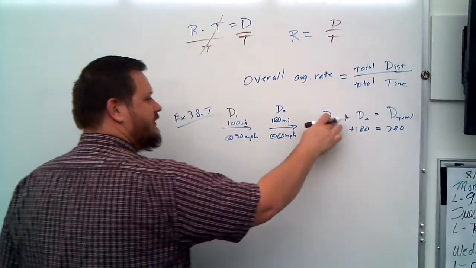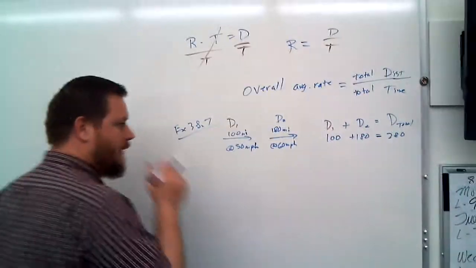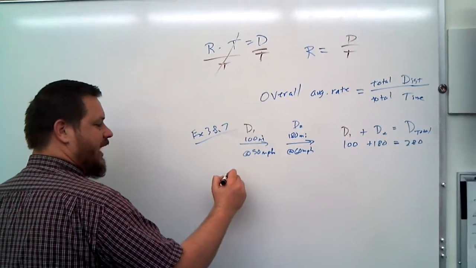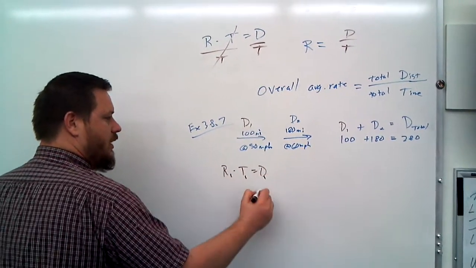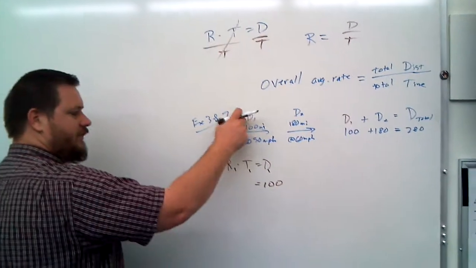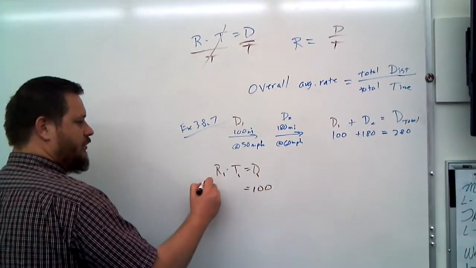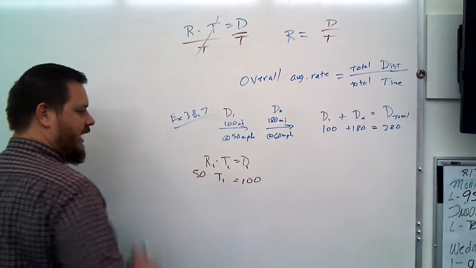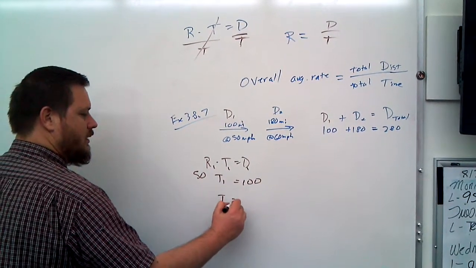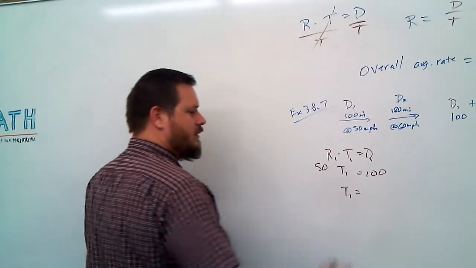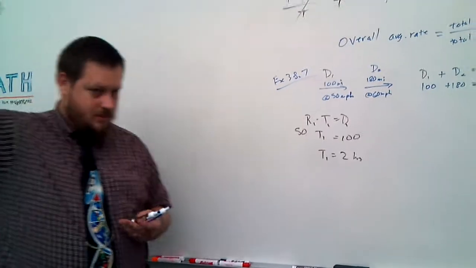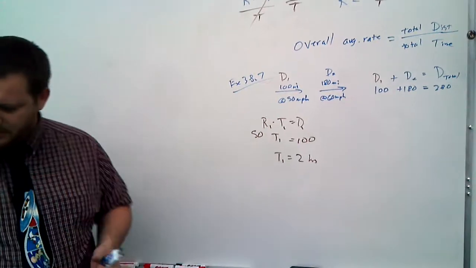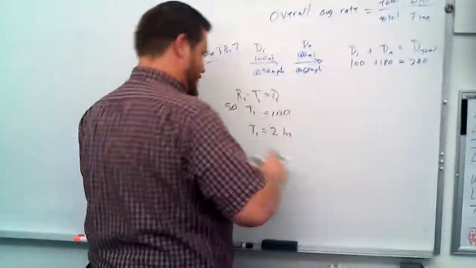For the first leg of the journey, there is a rate, a time, and a distance, right? Our distance for the first leg was 100. The rate was 50 miles per hour. What's the time? It's 2 hours.